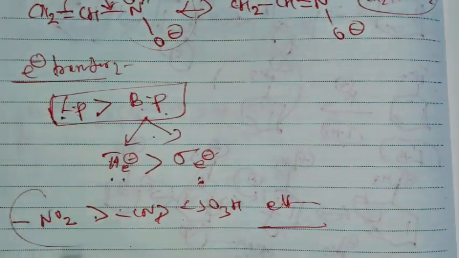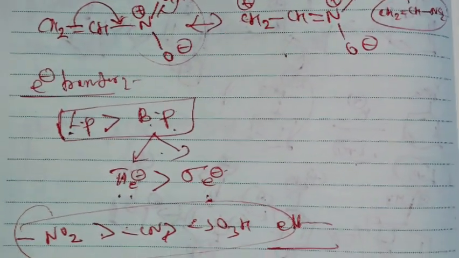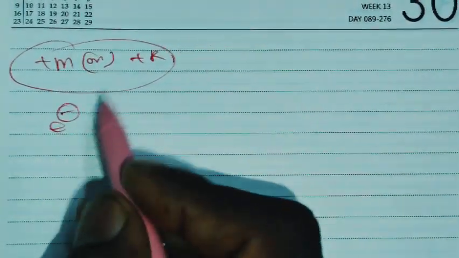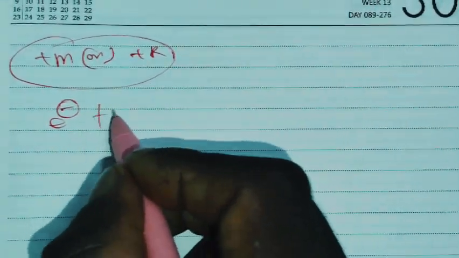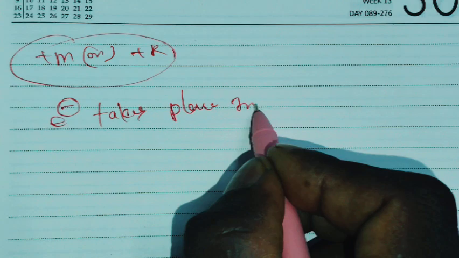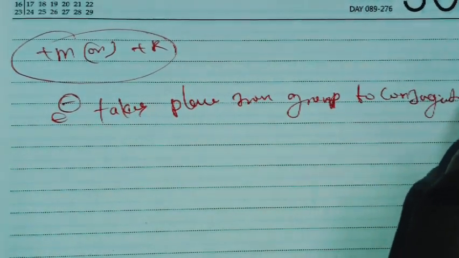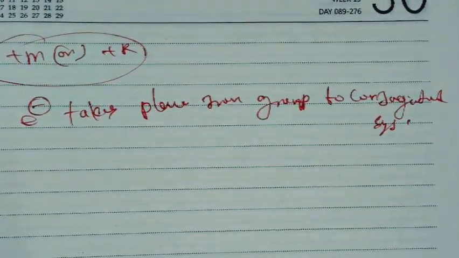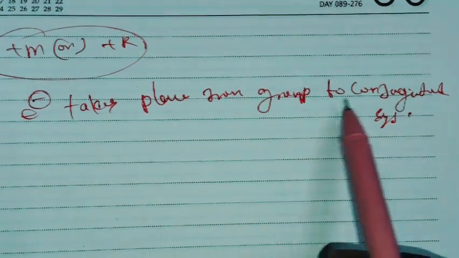Some example groups are NO2, CN, and SO3H. Those groups take electrons from the conjugated system, which is why they show a minus M effect or minus R effect. Another category is the plus M effect, or plus R effect. Here the electrons are donated from the group to the conjugated system. In the previous case, electrons move from the conjugated system to the group. In the plus M or plus R effect, electrons move from the group to the conjugated system.